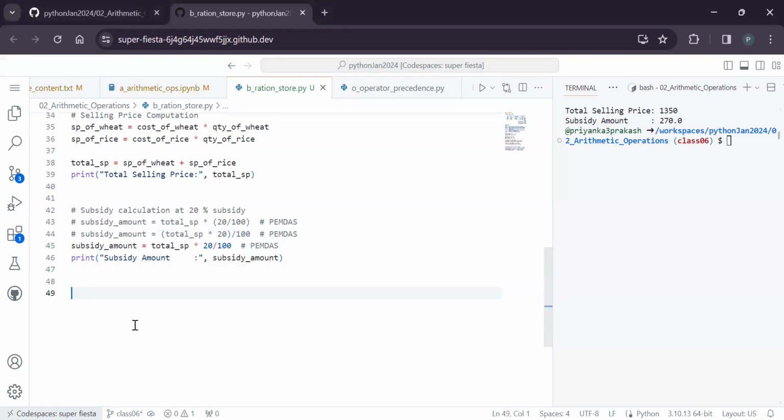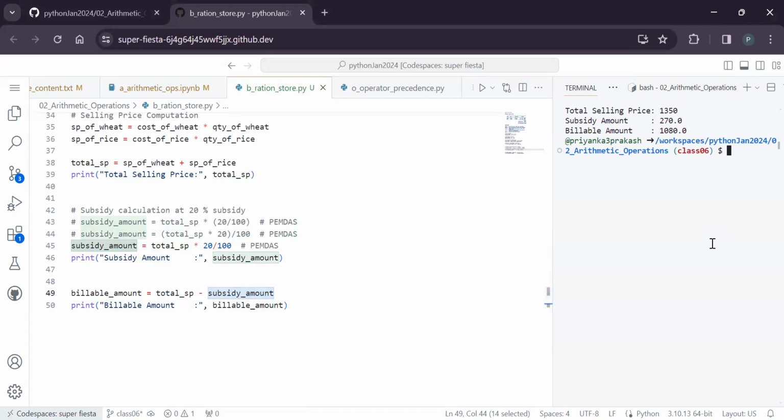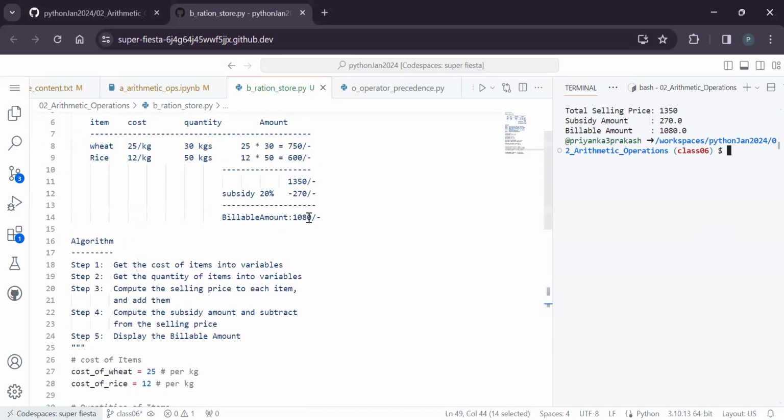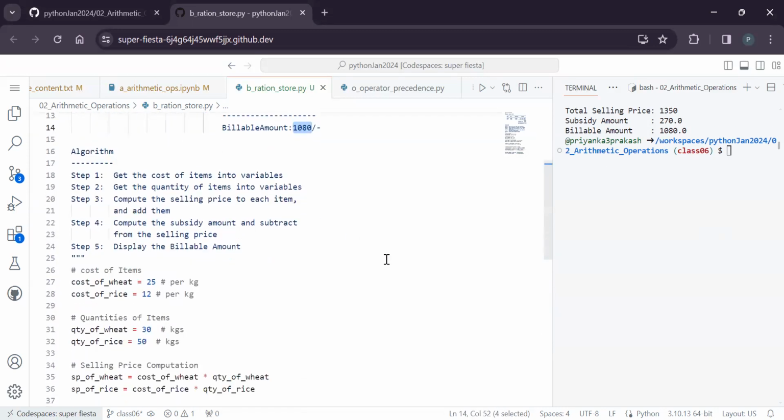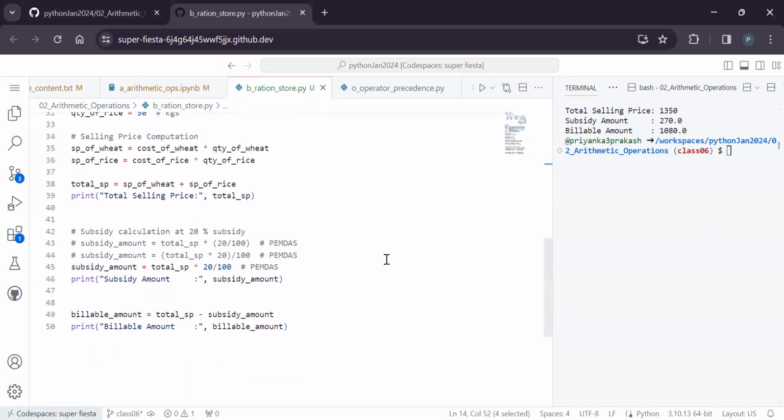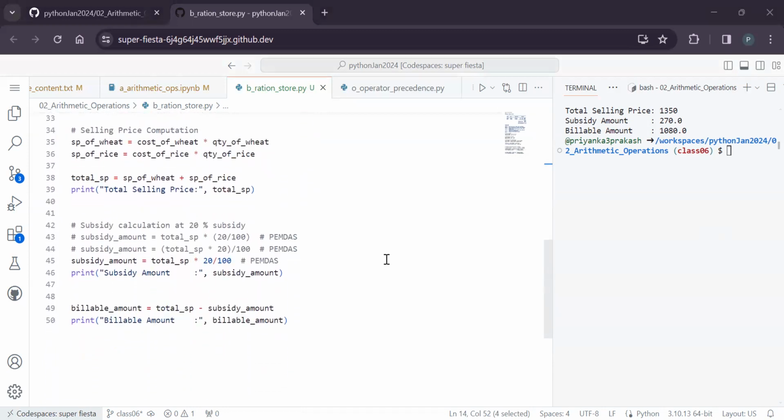Billing amount means what? From the total selling price, we need to subtract the subsidy. So that's how you got the answer. So did I get this 1080? Fine. So in the process, you learned about different kinds of things.